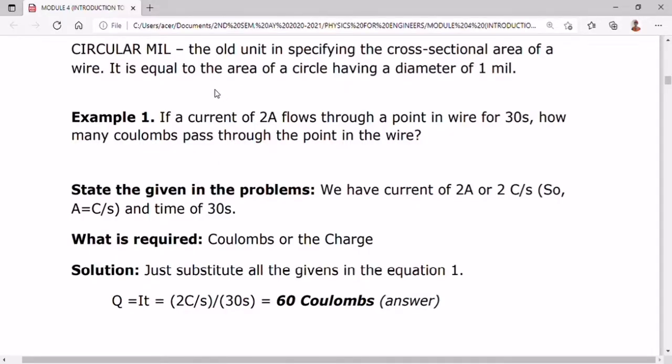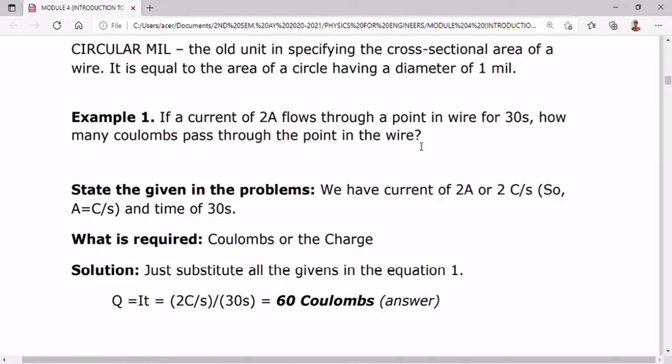For our first example in this module, we have a problem here. If a current of 2 amperes flows through a point in a wire for 30 seconds, how many coulombs pass through the point in the wire?